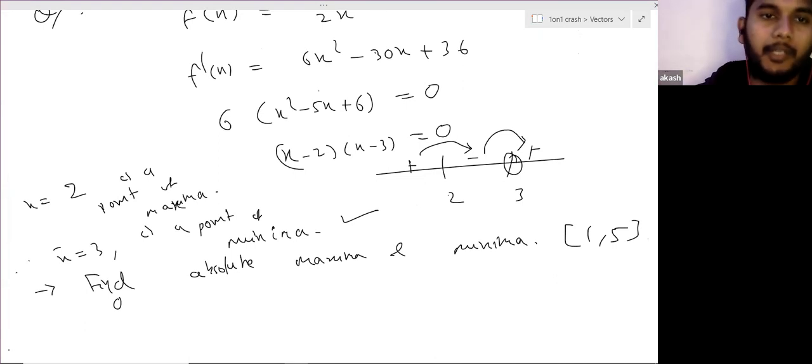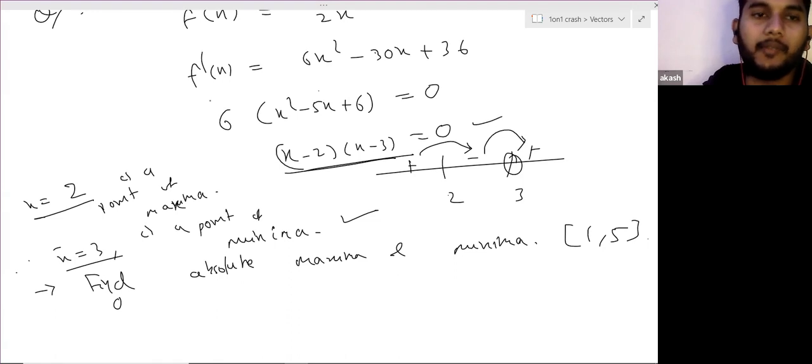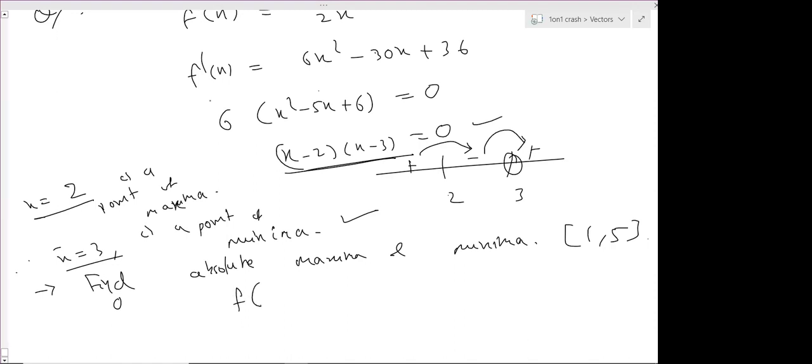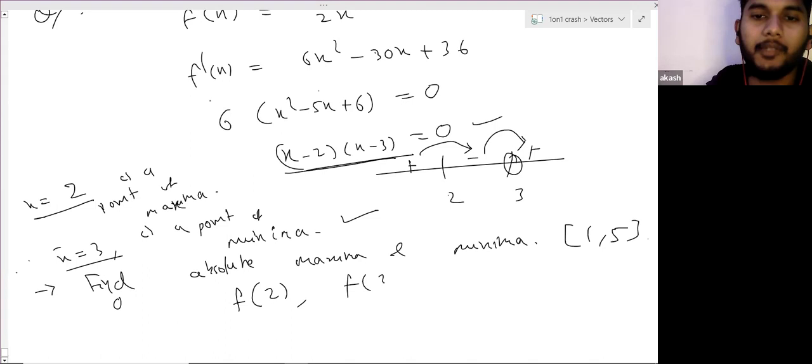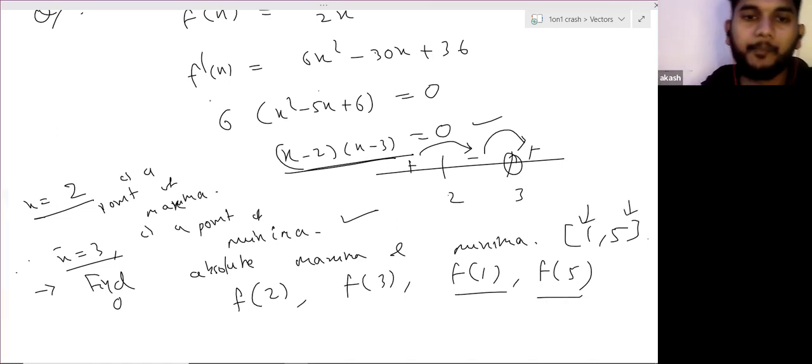All the points you are getting, the critical points, these are called critical points. Where this becomes 0 or infinite, that is called a critical point. So now find f of 2, f of 3, f of 1, f of 5. Why 1 and 5? Because they are the border of the interval. The maximum value out of this will be called absolute maxima. The minimum value out of this is called absolute minimum.